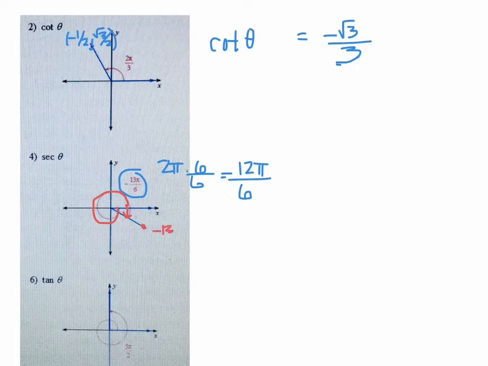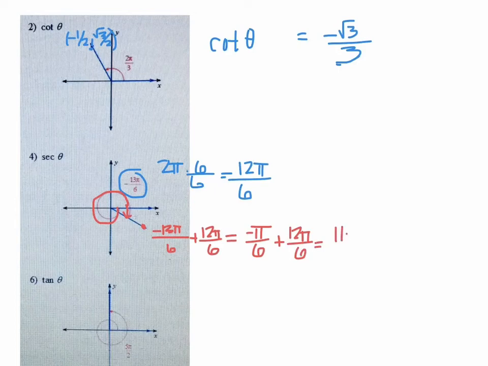Another way to look at it, instead of visually: if you wanted to do it with numbers, you would just add 2 pi until you got something positive. So 12 pi over 6 is the same thing as 2 pi. So negative 13 pi over 6 plus 12 pi over 6 is negative pi over 6. You could leave it at that, or you could add 12 pi over 6 again, and that's going to give you 11 pi over 6. So this is essentially asking you for the secant of 11 pi over 6.